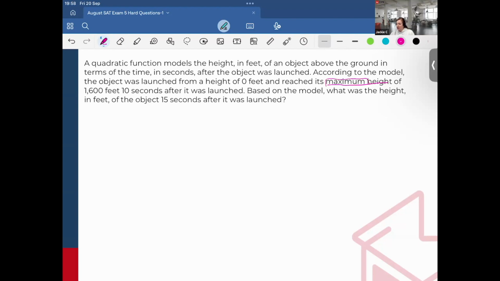Okay, so remember, if you ever see maximum or minimum, it's telling you the vertex of the parabola. And I can use vertex form to solve this quite nicely. So for example, I know the vertex here happens at 10 seconds, 1,600 feet. So vertex (10, 1,600) would be my center coordinates. So this is y equals a times (x minus 10) squared plus 1,600.